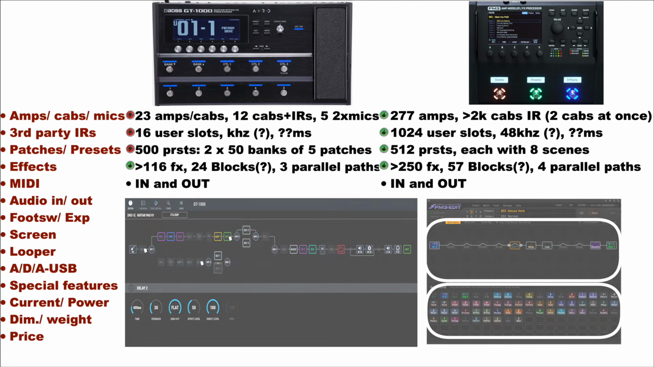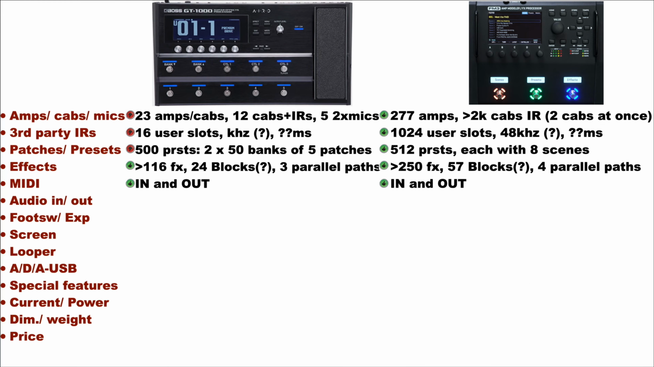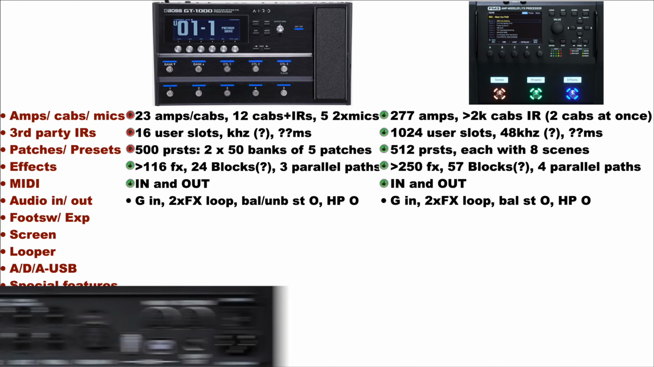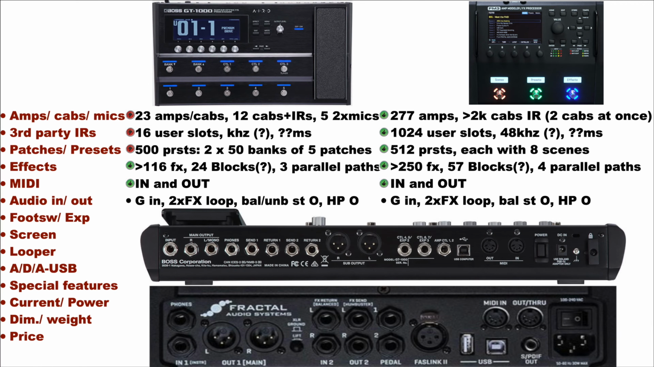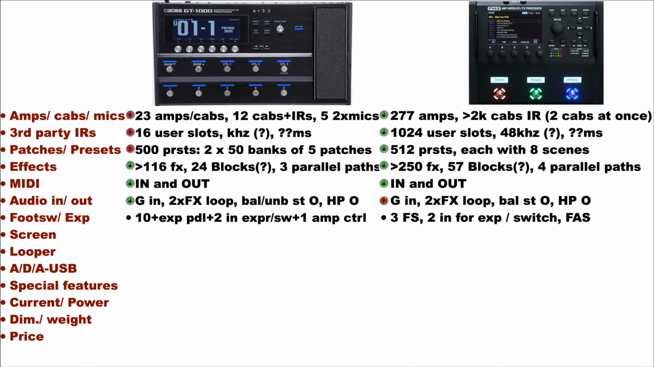Both have the same MIDI capabilities, then we have almost the same possibilities as regards inputs and outputs, with the exception of the stereo unbalanced outputs that are available only in the BOSS GT1000. The BOSS has 10 foot switches and a built-in expression pedal, while the FM3 has 3 foot switches. The BOSS has 1 more input for external switches or expression pedal and an amp control out, while the FM3 has 2 inputs for external expression pedals. So the BOSS has more connectivity options and foot switches.